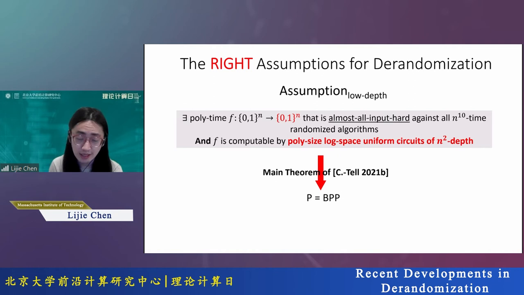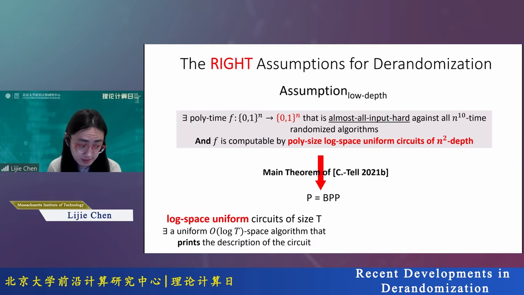Now we force that f is computable by polynomial size, log space uniform circuits of n squared depth. By a log space uniform circuit of size t, I mean that there exists a uniform log t space algorithm that prints the description of the circuit. And it's not hard to show that every polynomial time, every n to the k time algorithm, has an n to the k size log space uniform circuit.